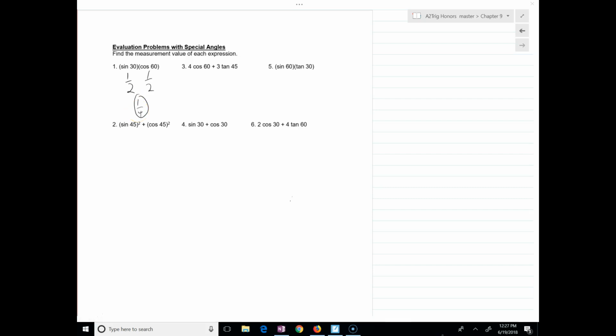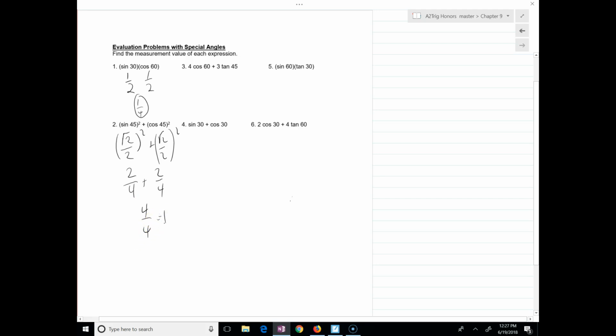Number 2, the sine of 45 squared plus the cosine of 45, the whole quantity squared. These happen to be the same thing, which are radical 2 over 2. Then it tells me to square it. This one is, again, radical 2 over 2, but it tells me to square it. You square that, you square the top, radical 2 squared is 2 over 4, plus the same thing, which is 4 over 4, which is 1.